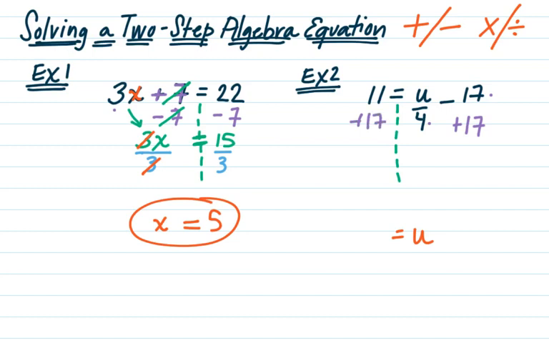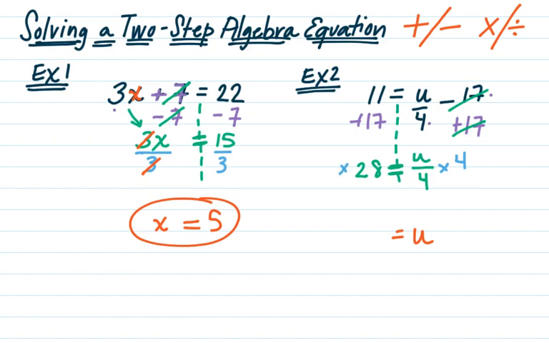And so for the next step, these cancel. And all I have here on the right-hand side is U over 4. All I have on the left-hand side is 11 plus 17, 28. Next step, I need to remove this 4. It's dividing by 4. So the opposite of dividing by 4 is multiplying by 4.